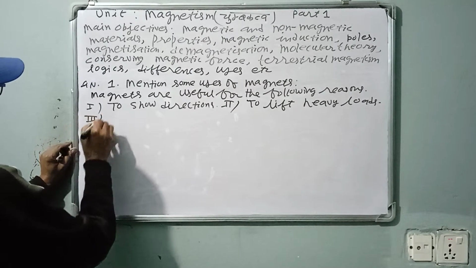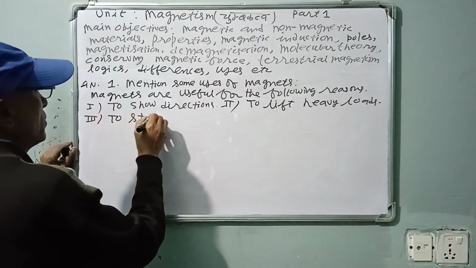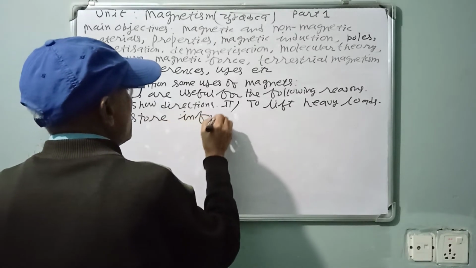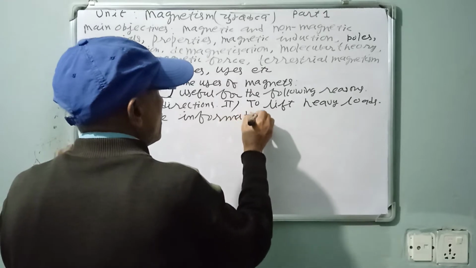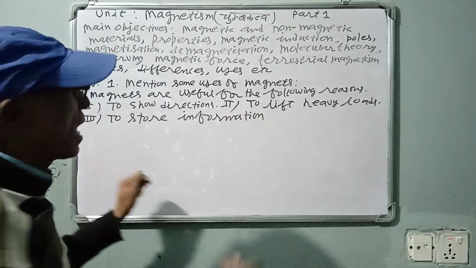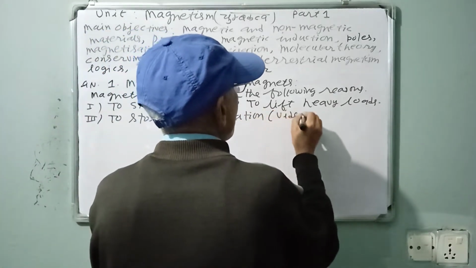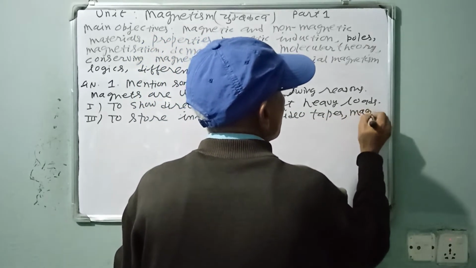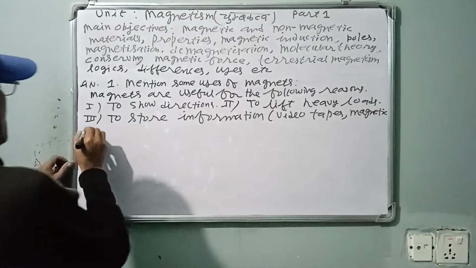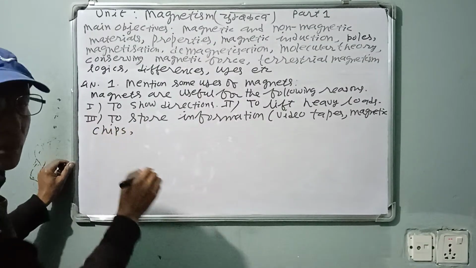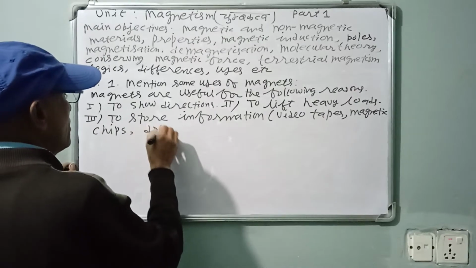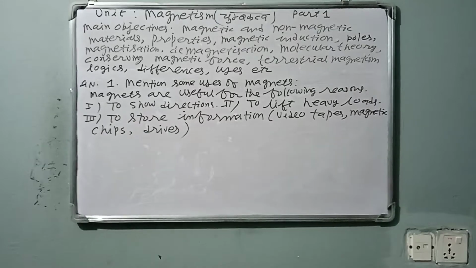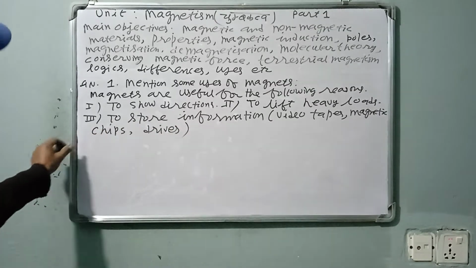Another is to store information, especially videotapes, drives. Example: video tapes and magnetic chips, drives, pen drives, etc. They store information, especially in electronics and computer science.